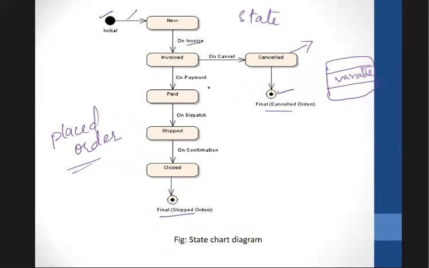So this is how a state chart diagram tells you what events change the state. When your invoice is generated, if you make the payment, then you change from the invoice state to the paid state. Whereas if you cancel the order, the invoice state is changed into a cancelled state. So these are the messages that trigger the change from one state to another state. Now this paid is one state, and this on dispatch is a trigger that changes from the paid state to the shipped state. So this is the state chart diagram.